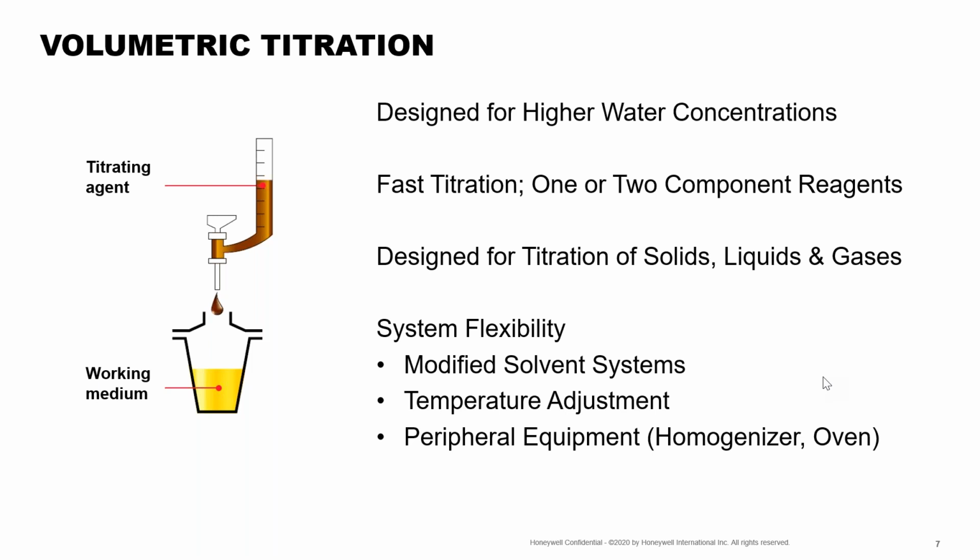Like I mentioned too, be aware that you can also make modifications to the equipment side of this sample. So you can adjust temperature. The KF reaction actually will take place both at very low and very high temperatures. So you can use temperature to either inhibit side reactions or to promote solubility if needed. You can also attach additional equipment such as a homogenizer to better solubilize certain samples in the KF oven system that I mentioned earlier.